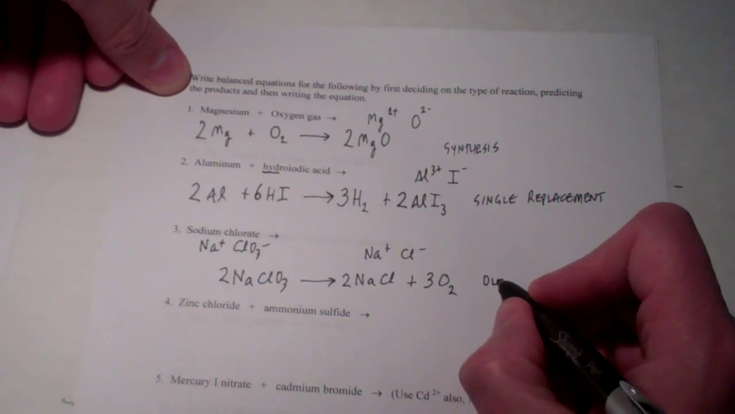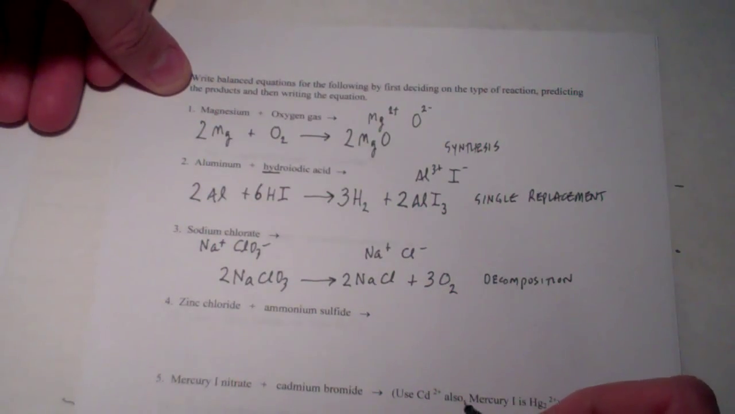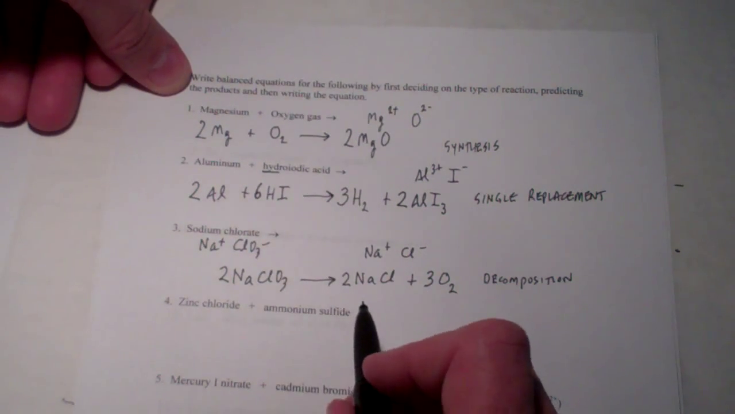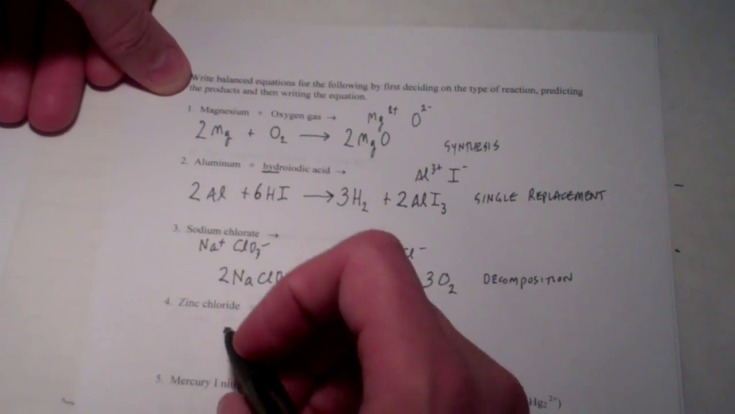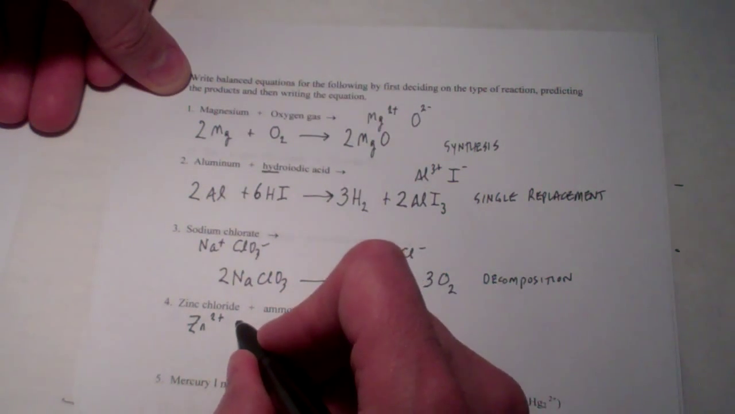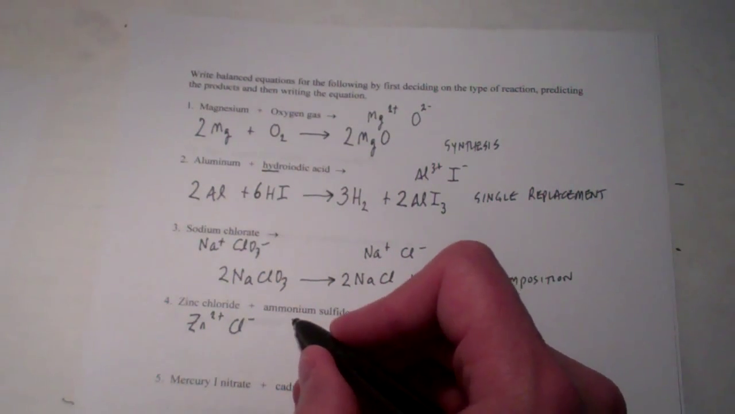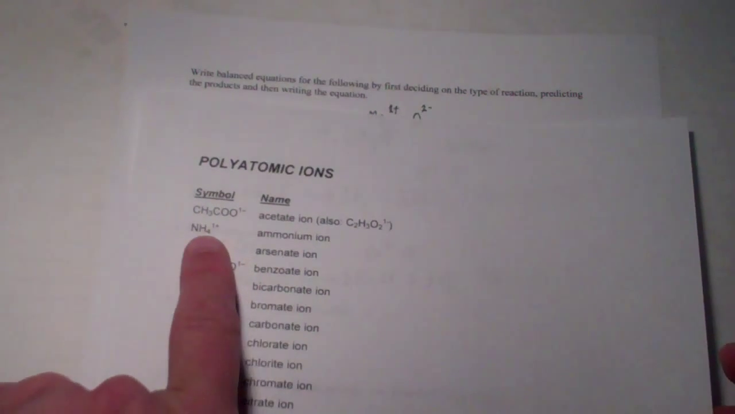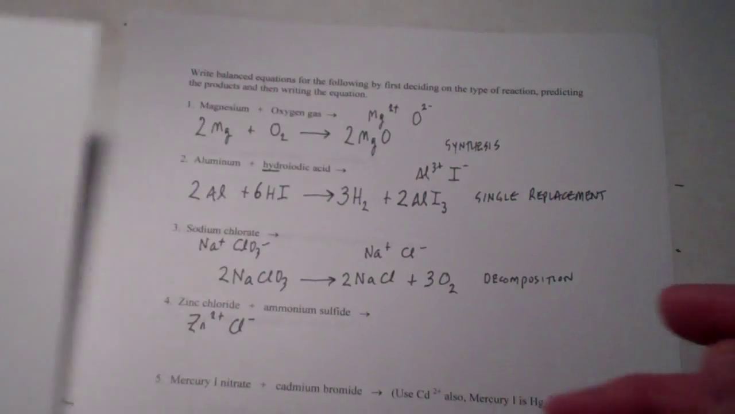This is called a decomposition reaction. So metal chlorates, remember, always decompose into metal chlorides and oxygen gas. Okay, number 4, zinc chloride. Zinc's oxidation number is 2+. Chloride, we just saw in the previous problem, is Cl negative. Ammonium. Ammonium is another polyatomic. It is a positive polyatomic. It's NH4 with a positive 1 charge.